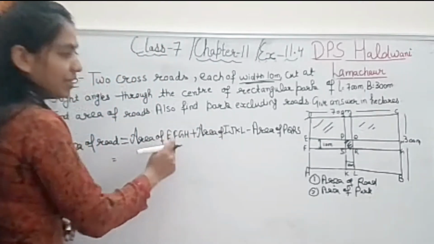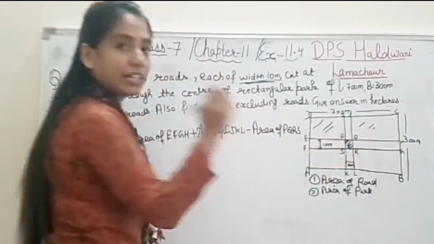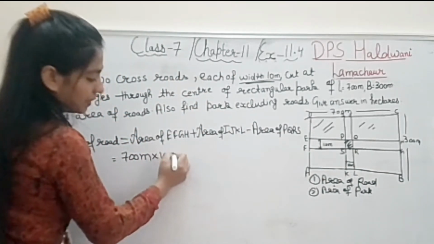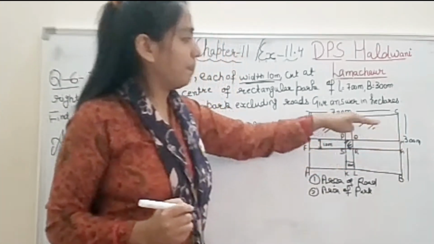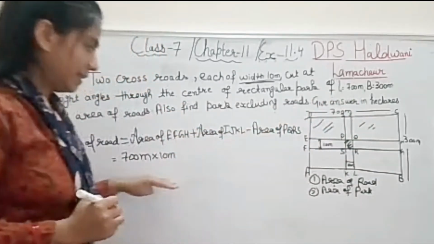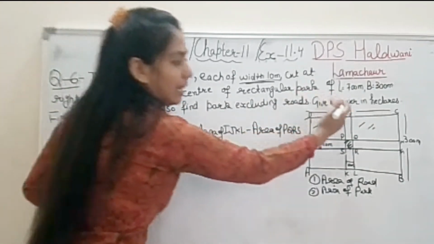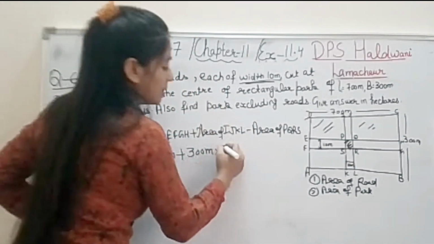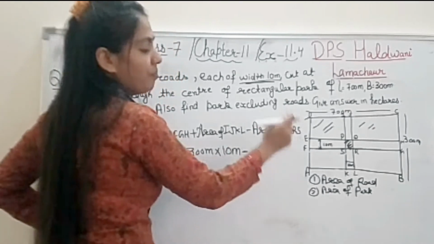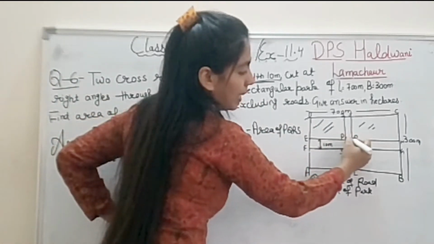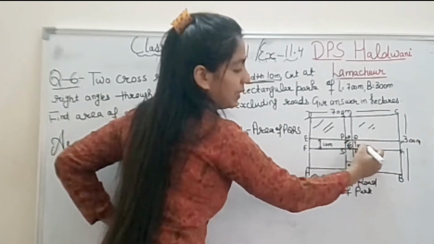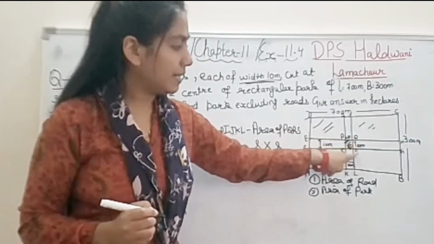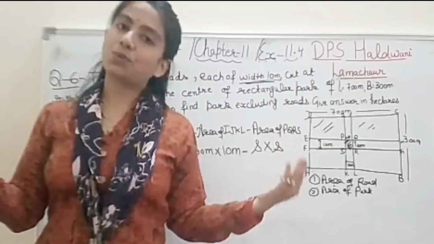Right, student? So area of EFGH, as you can see, this road is in rectangular shape. So length is 700 meter and breadth is 10 meter. Because length is just parallel to this length of the park. Now plus length of IJKL is parallel to this, so that is 300 meter into breadth is 10 meter minus area of PQRS. PQRS, this is wider 10 meter, this is wider 10 meter. It means it is square in shape. It means side into side. Because it is 10, it is 10, it is 10. If all sides are same means square in shape.